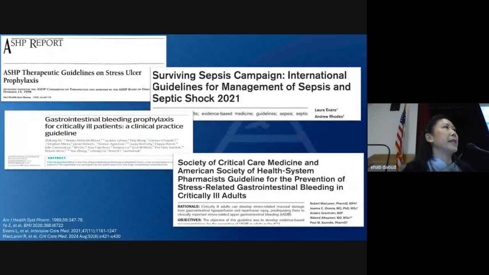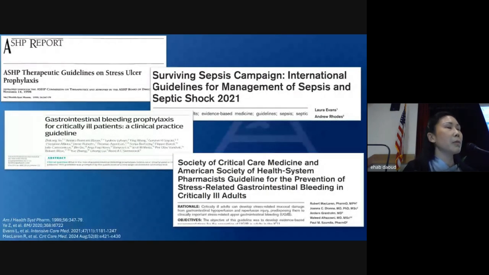Fast forward 20 years or so, and now we have newer guidelines that have been looking at stress ulcer prophylaxis a little bit more in depth, looking at adverse effects associated with use or clinically important bleeding or the decreased amount of clinically important bleeding using stress ulcer prophylaxis in mechanically ventilated patients.